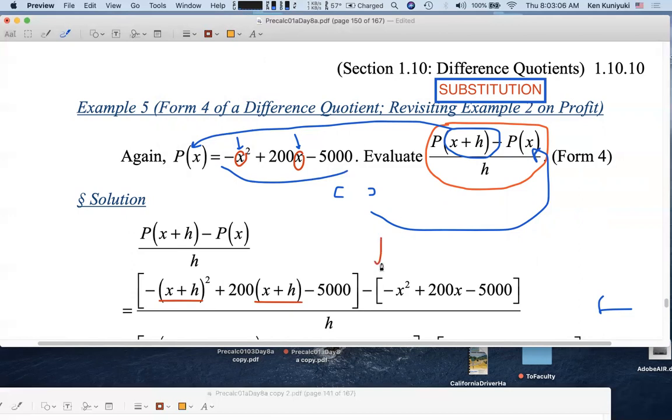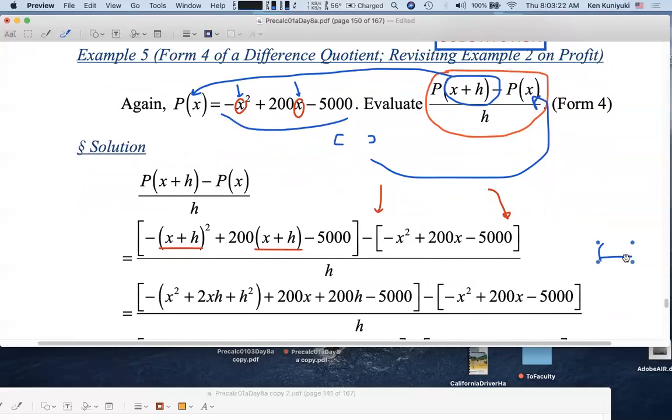Minus, again, don't forget the grouping symbols, because you're subtracting something with more than one term. And we just have the P of x rule, the opposite of x squared plus 200x minus 5,000. All that goes over h. Rise over run. If you get this, you're set.